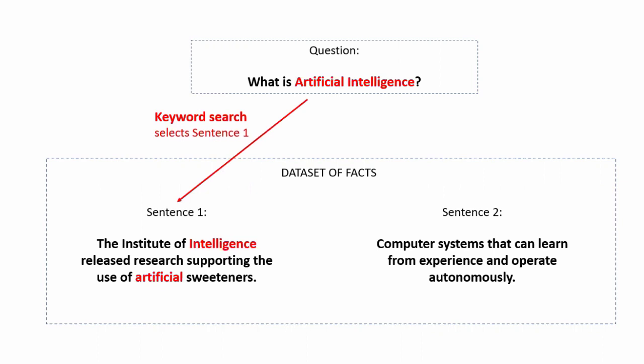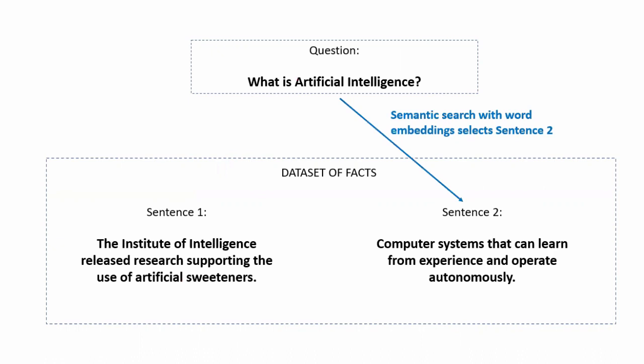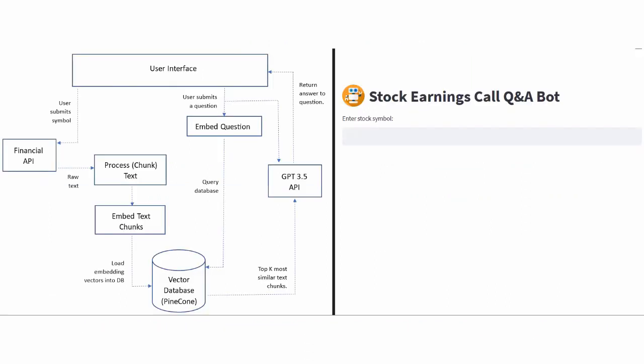Semantic search, however, works by actually understanding the underlying meaning of the text. And semantic search would properly yield sentence number 2, which is computer systems that can learn from experience and operate autonomously. Semantic search will determine that this sentence is more related to the question, even though the 2 don't share any words in common. I'll walk through how semantic search word embeddings in GPT are used in this app.